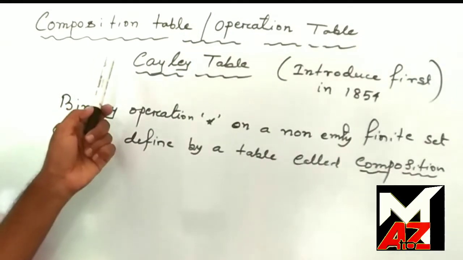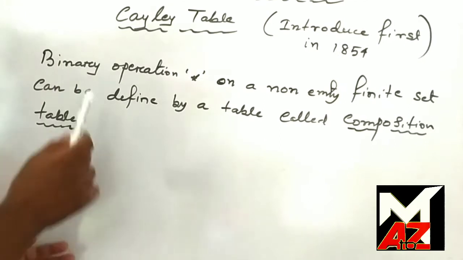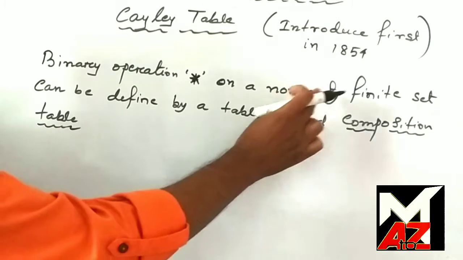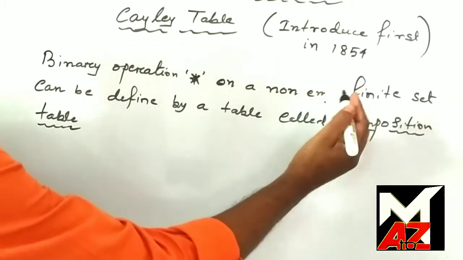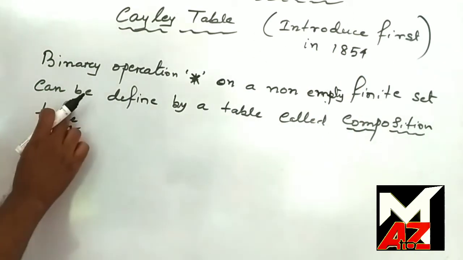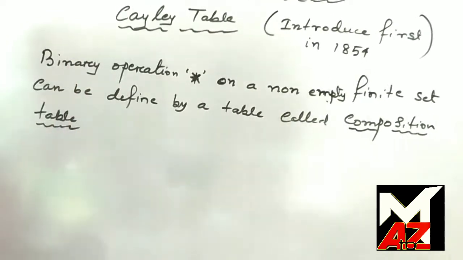And this table, the composition table, helps us to identify whether a finite set is a group or not. Now, what is a composition table? A binary operation star on a non-empty finite set can be defined by a table called a composition table or operation table.